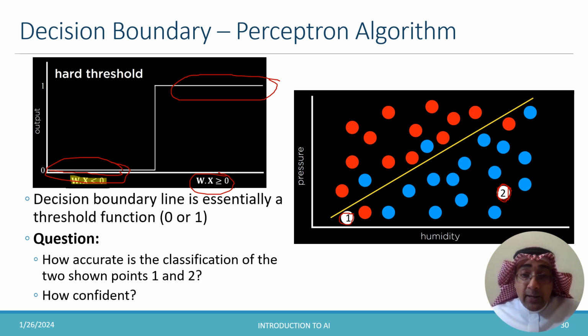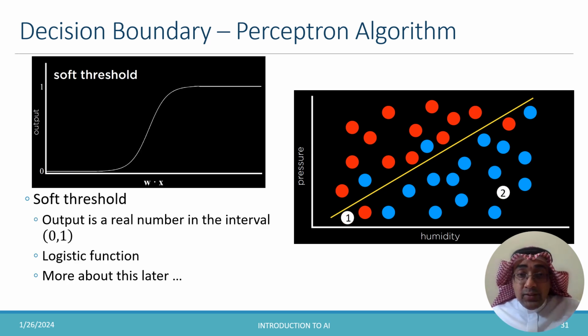And that's why people went to something called a soft threshold. In the soft threshold, what they did is they made a function that goes from 0 to 1, and it's a smooth function that has a value. In this smooth function, it's going to return a number for us, and that number might be something that we can actually use.